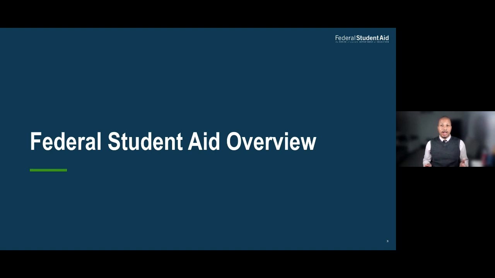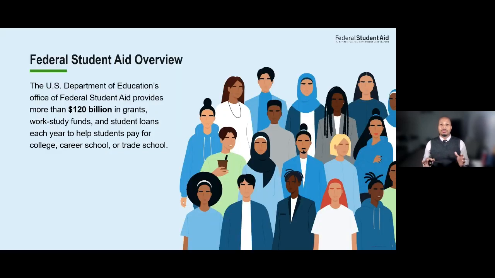So let's start out on who we are. We are Federal Student Aid, an office in the United States Department of Education. We provide over $120 billion in grants, work-study, and student loans. And we'll touch on those items later on in the presentation. These funds help students pay for post-secondary education at a college, career, or trade school.